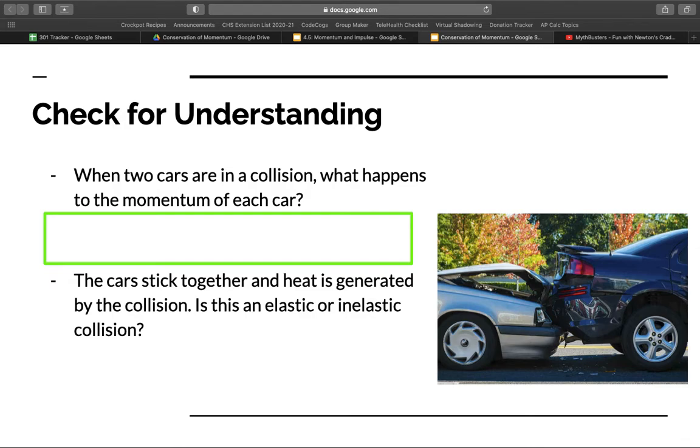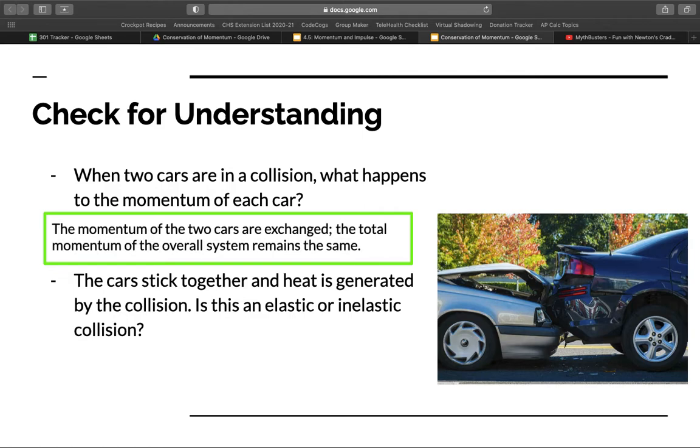So let's do a quick check for understanding here. When two cars are in collision, what happens to the momentum of each car? All right, the cars stick together now, and heat is generated by the collision. Is this an elastic or inelastic collision? So take a moment to think about it, and then we'll go over and answer together.